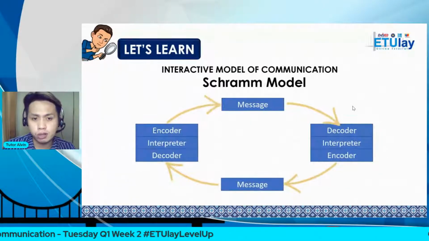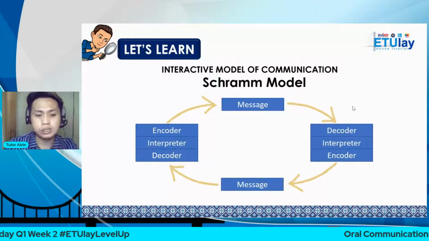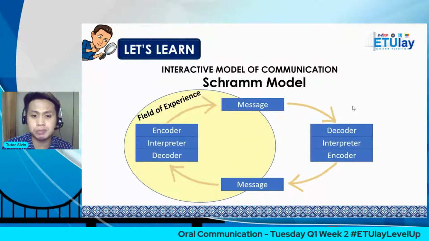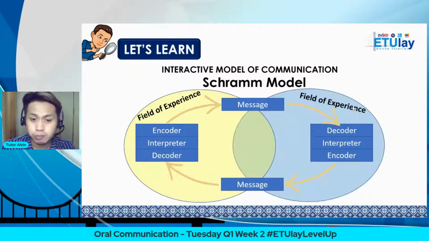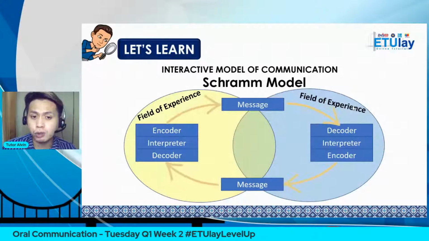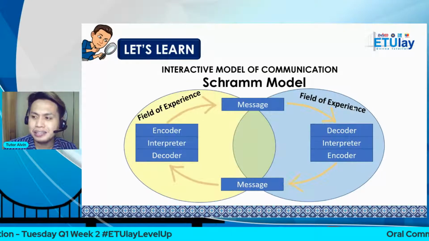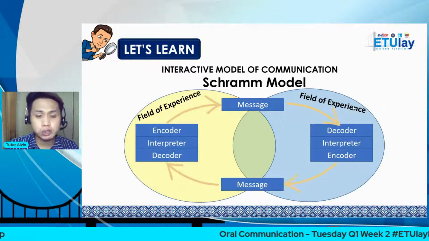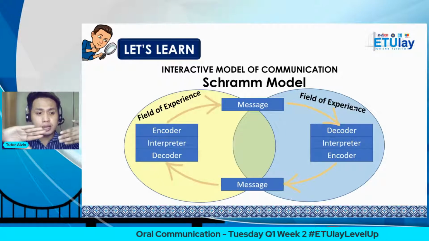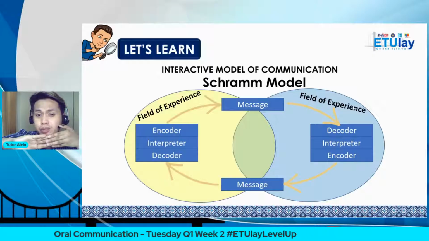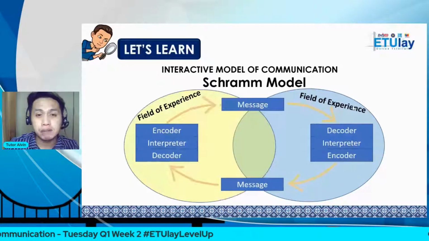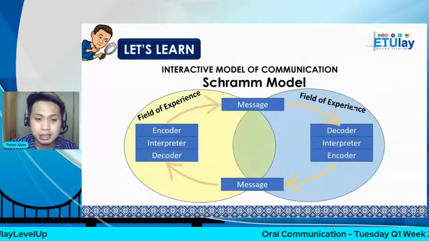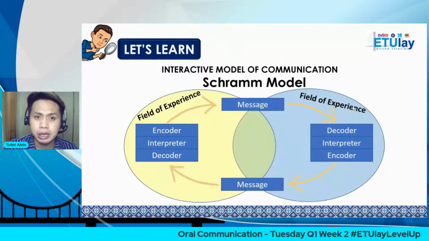Going back to his model, the sender on the left side has his own field of experience, and the receiver also has one. In order for them to understand one another, their fields of experience should overlap somehow so that they could have an effective and active communication.